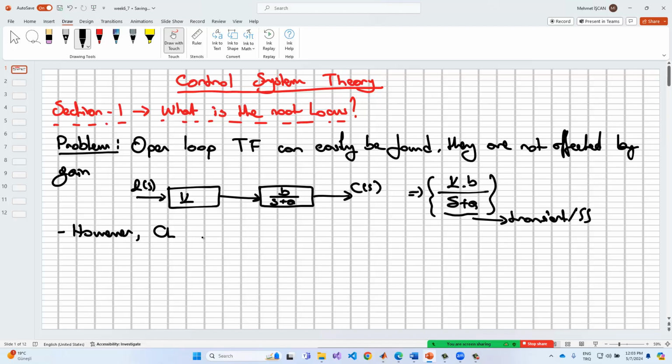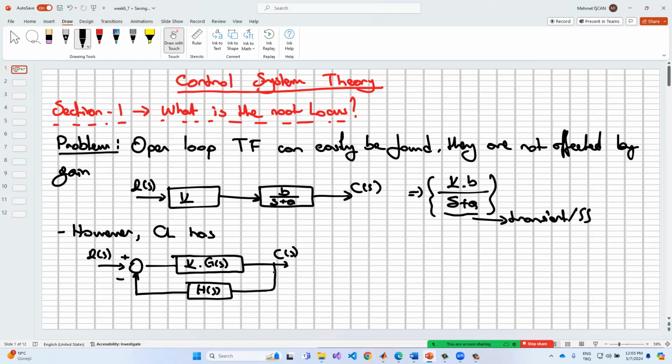However, closed loop has this kind of relation, R(s) plus minus, and so we have some simple gain K in here, and G(s) and C(s) can be given in here, just like this one, okay? And so we have also H(s). This is the feedback part. Remember, this is the measurement or the sensor of your system, okay? And so these are the plant, and so we have the changeable K or the gain coefficients in here.